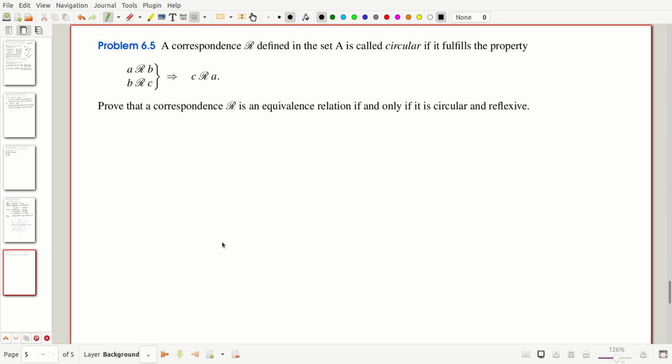The question we have to address in this problem is the following. We are defining a new type of correspondence which is called circular if it fulfills this property. If A is related to B and B is related to C, then C is related to A.